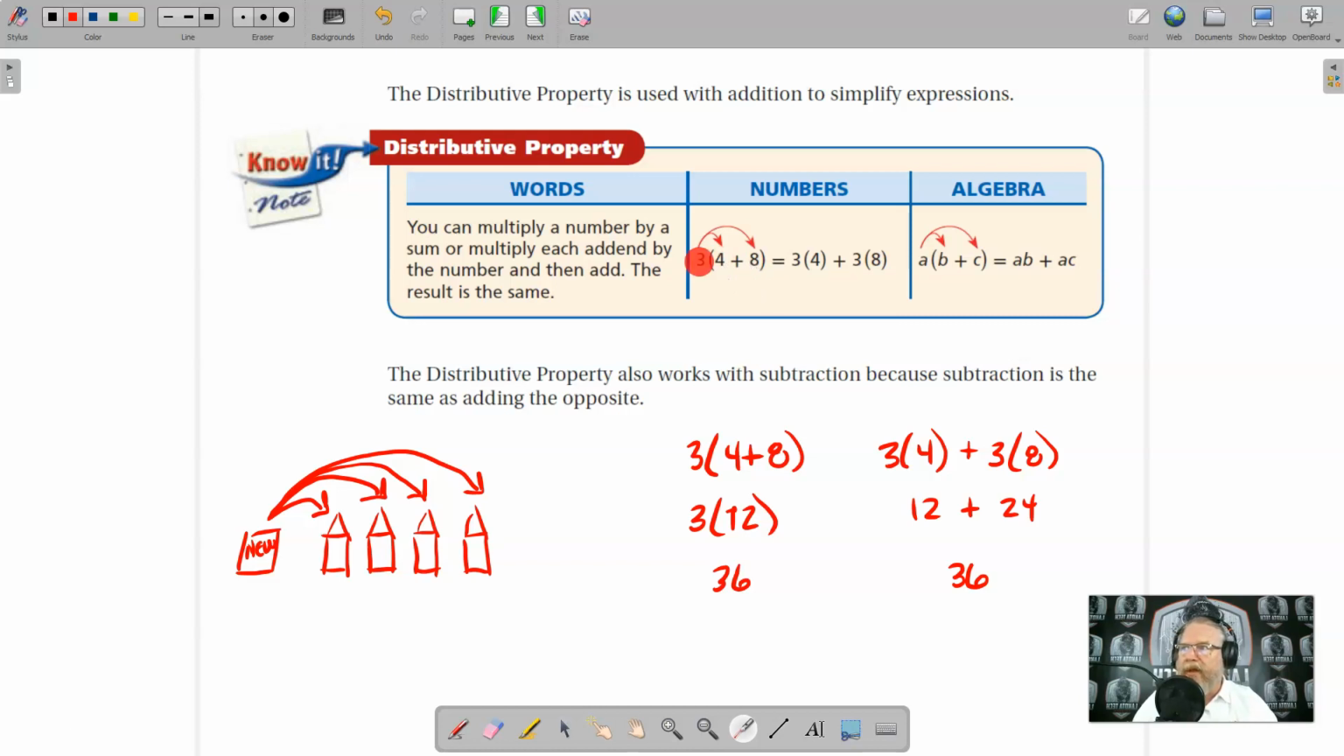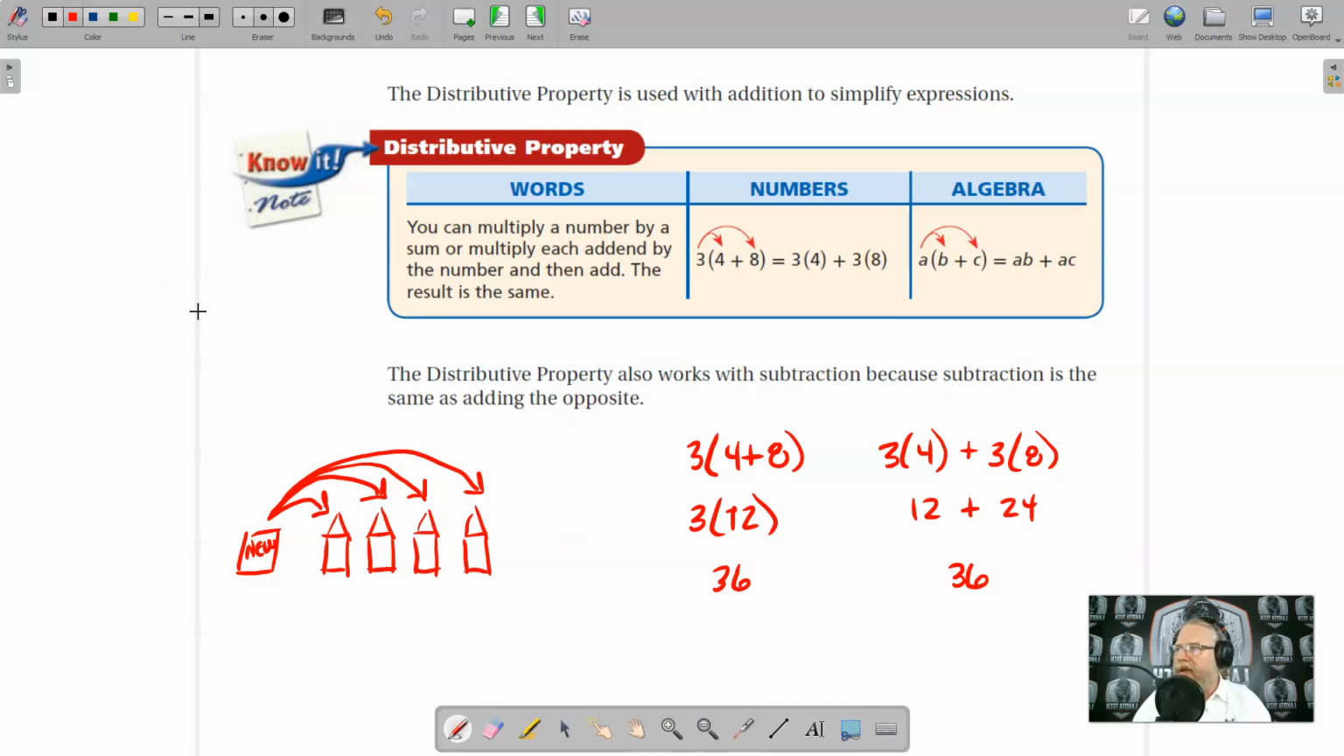So we would distribute the 3 to the 4 and the 3 to the 8. And this does mean multiply. So that would be the operation. That's why we have 3 times 4. And over here we have 3 times 8. And this is a plus sign because that's a positive 8. And this is a positive 3. Now in algebra we would say that A times the quantity of B plus C, or A times the sum of B and C, is equal to the sum of A times B and A times C, or AB plus AC. So the distributive property also works with subtraction because subtraction is the same as adding the opposite.